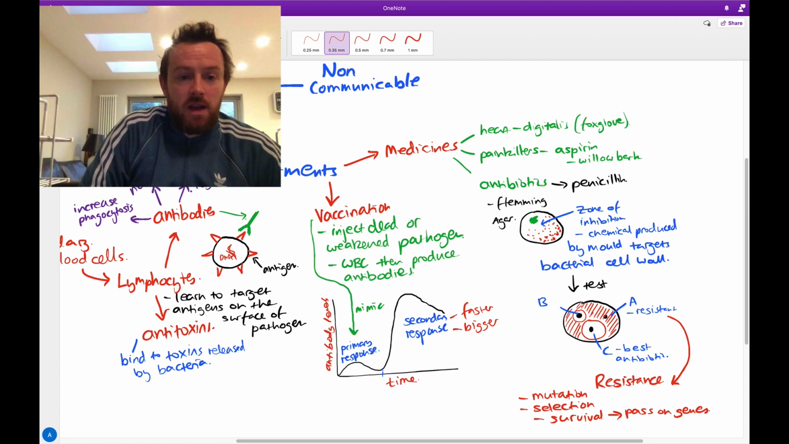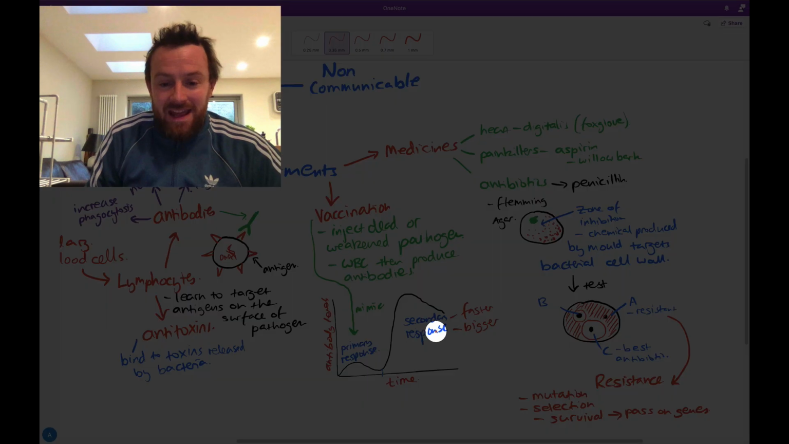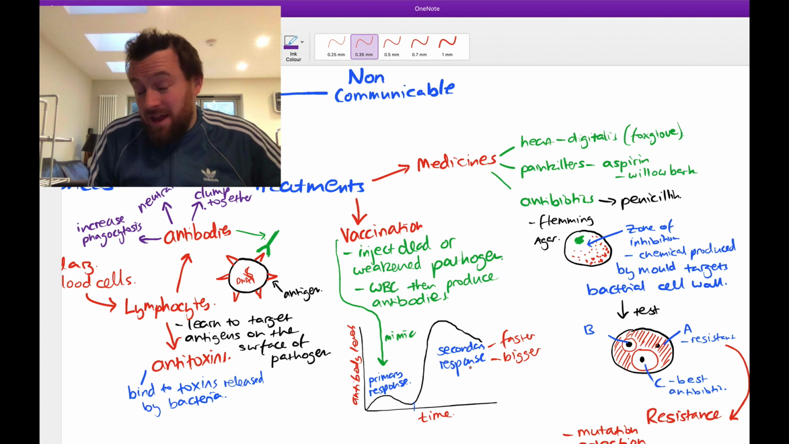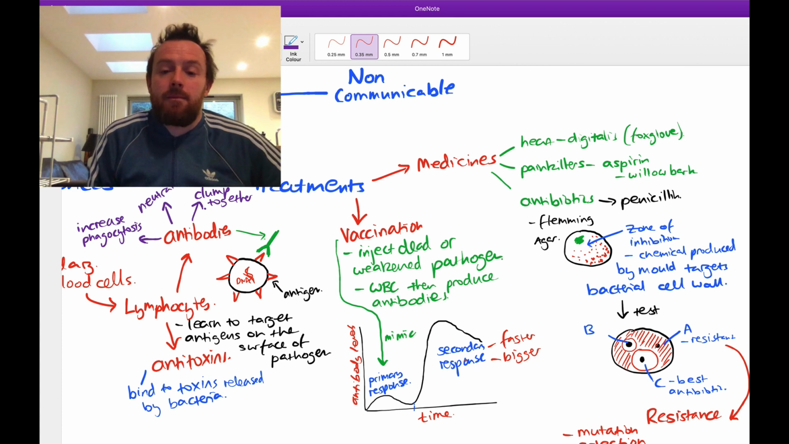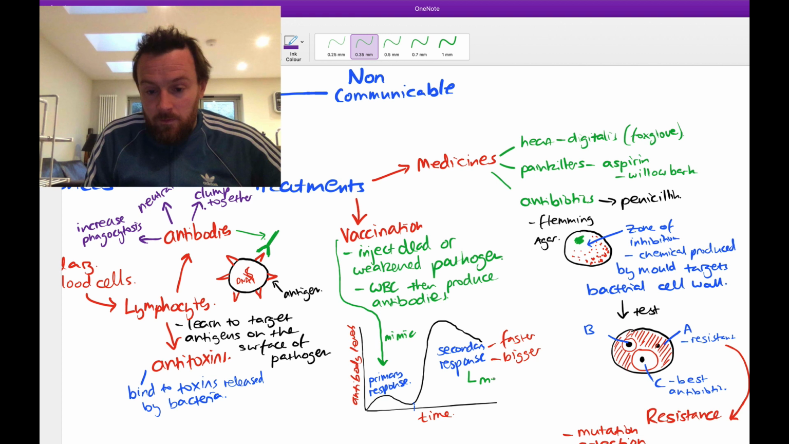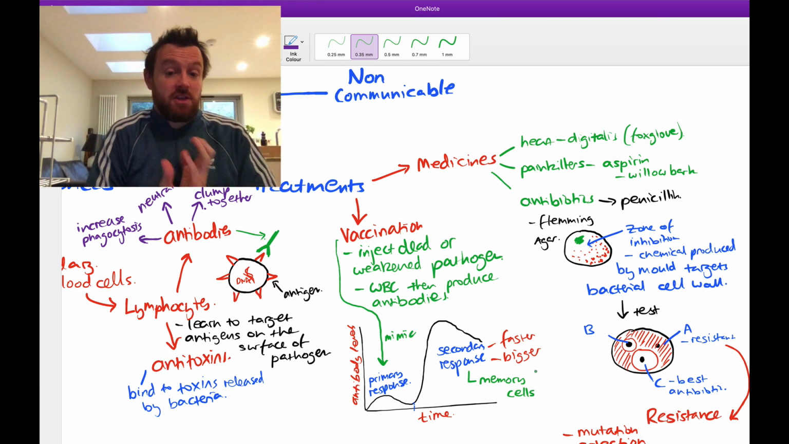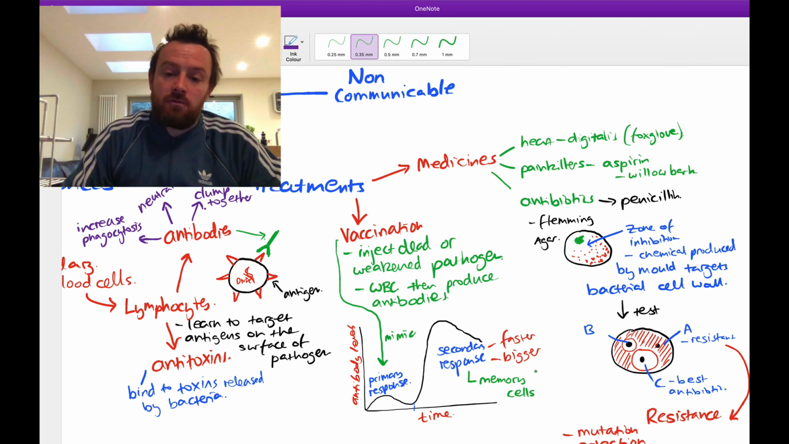Okay, almost done, but I just realized I missed out 1 or 2 little words which I want to put in before we move on. So down here in the secondary response, which could be caused by having had a vaccination or the second time that you get infected with a pathogen, we just need to be aware of the word memory cells. So memory cells are the ones that essentially remember the previous pathogen and the antigens on the surface of the pathogen, and they mean that you can make that antibody response faster and bigger.